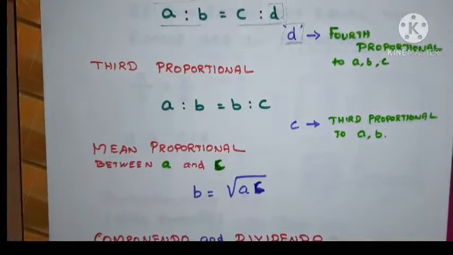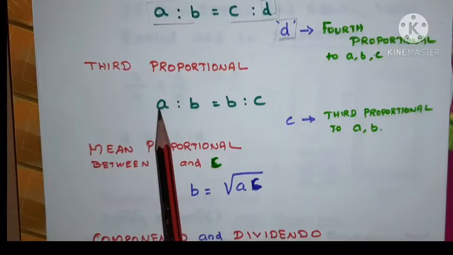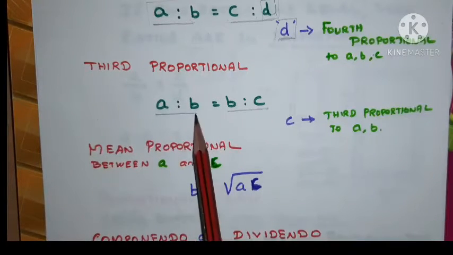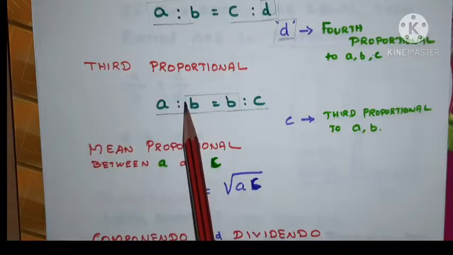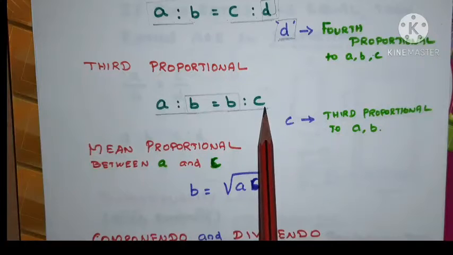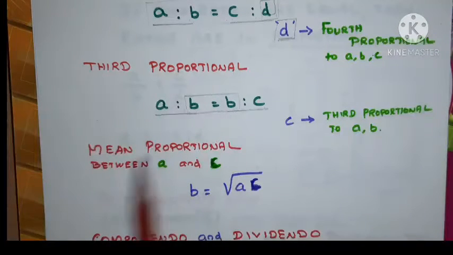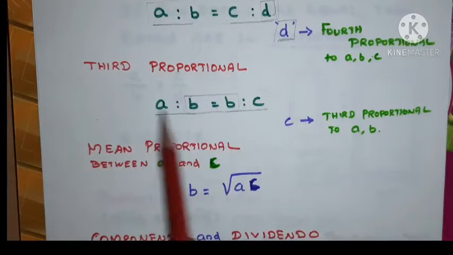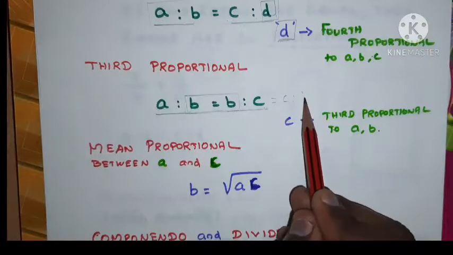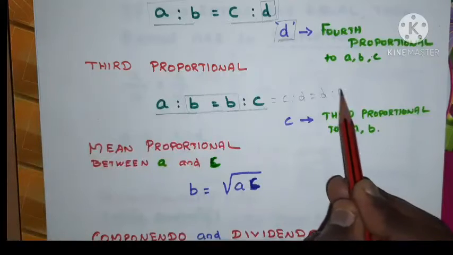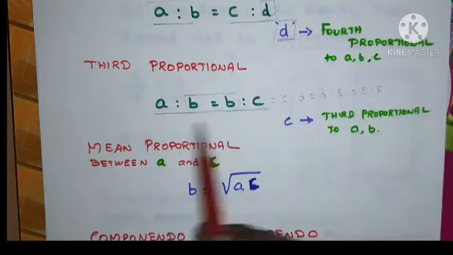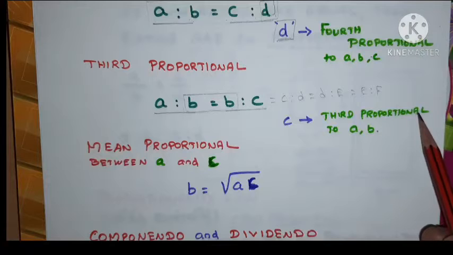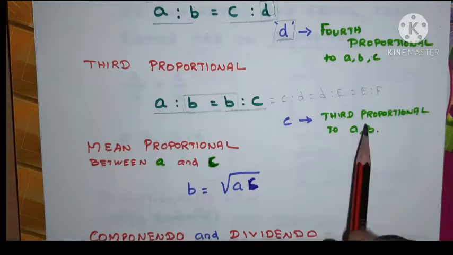Next we are going to see about third proportional. Look, we have two ratios, A is to B and B is to C. Look, its means are equal. In this proportion, two extremes are different, but the means are equal. This kind of proportion we call continued proportion, right? For example, A is to B is equal to B is to C is equal to C is to D is equal to D is to E is equal to E is to F. If this kind of proportion exists, we call it continued proportion, because its means will be equal, right?